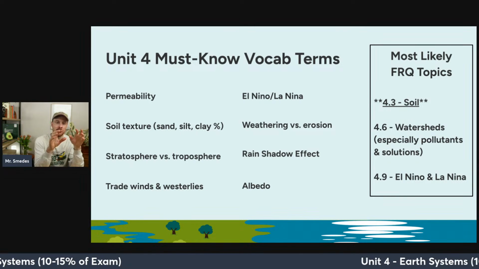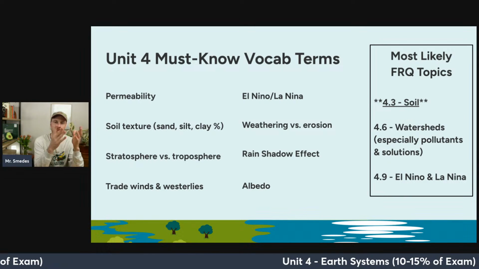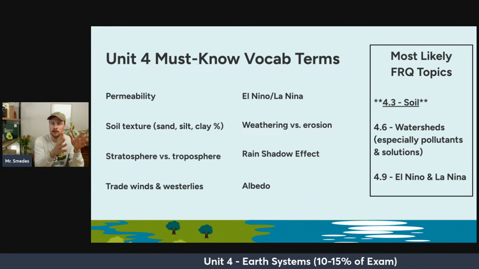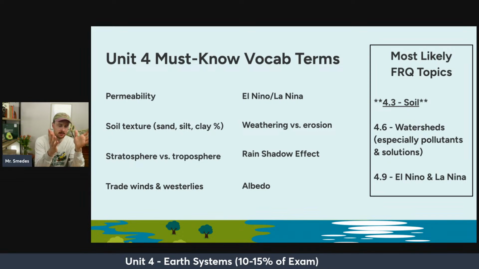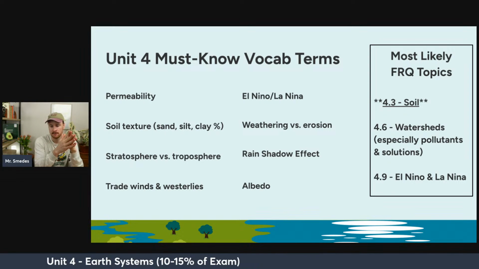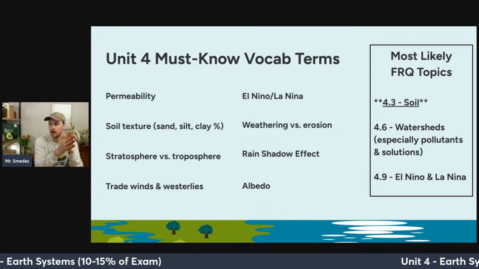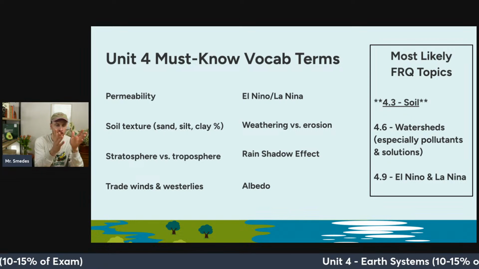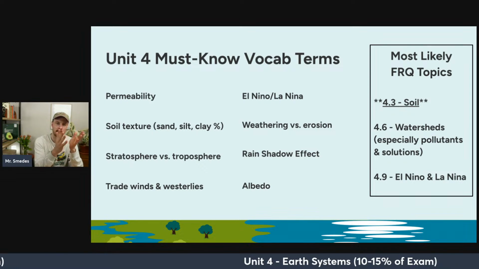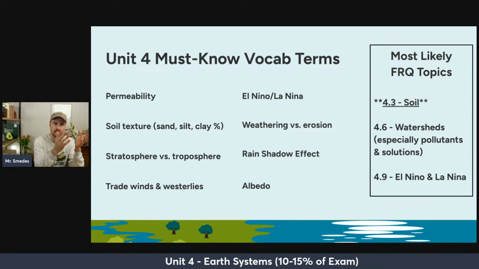But it has a lot of nuance and a lot of complexity to it. And so that's why it could be an FRQ topic. I wouldn't freak out about it. I wouldn't spend hours trying to master El Nino and La Nina tonight or tomorrow. I would maybe review a few minutes of that video if you're really worried about it, but I'd focus more on soil and watershed pollutants and solutions.